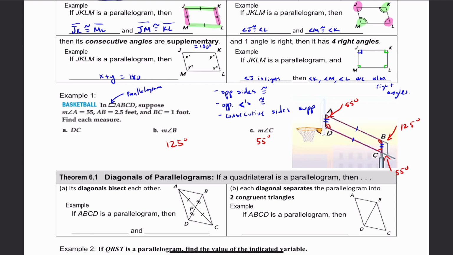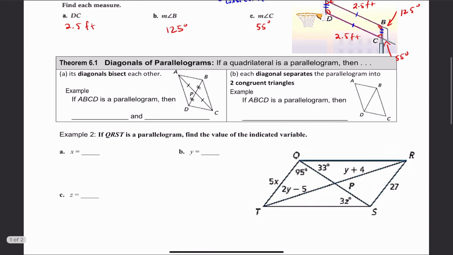And remember that AB, so here's AB, that's what, 2.5 feet. So I'm gonna put 2.5 feet here. That means that DC is also 2.5 feet. So that's 2.5 feet. Right. And then here's BC. BC is 1 foot, therefore AD is 1 foot, but we don't necessarily need to figure that out there. Theorem 6.1, diagonals of parallelograms.